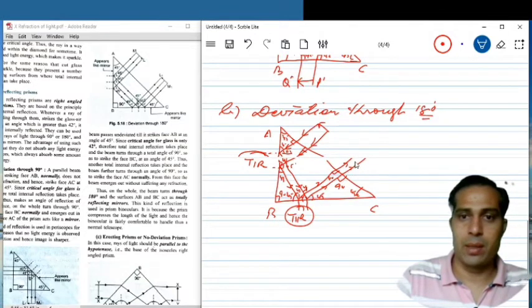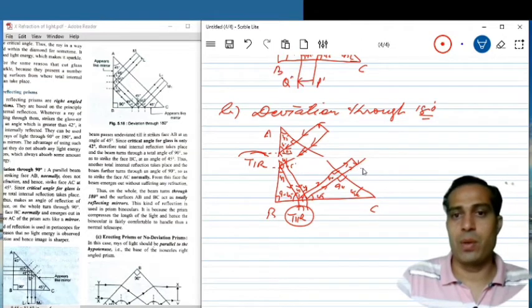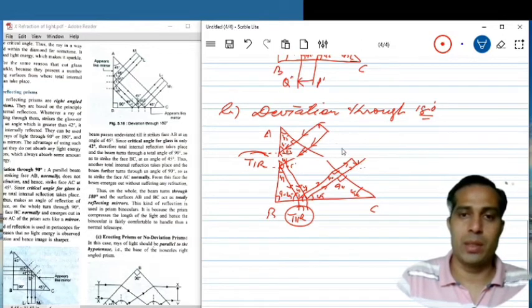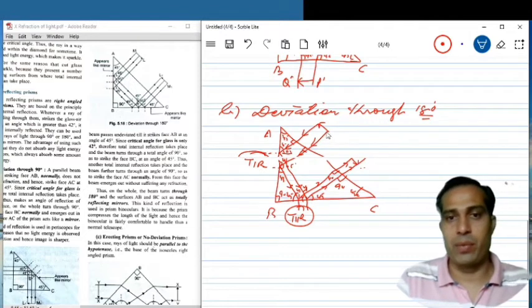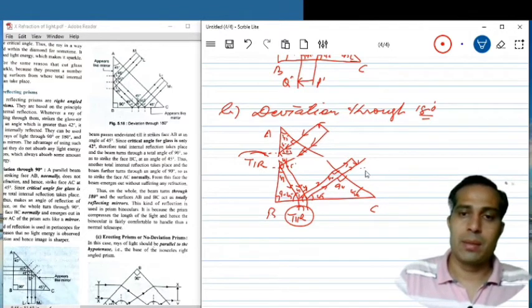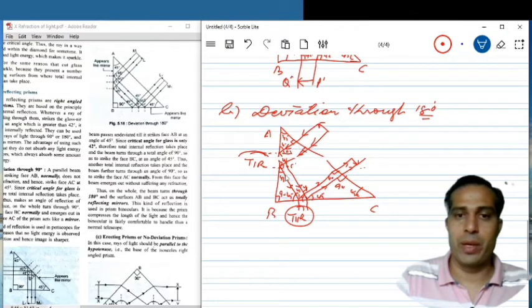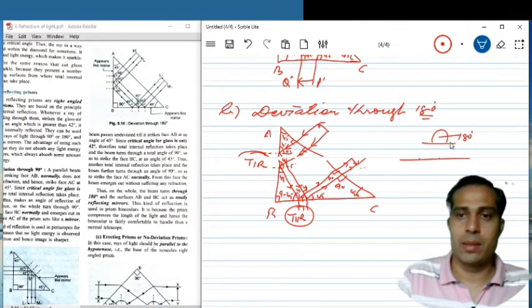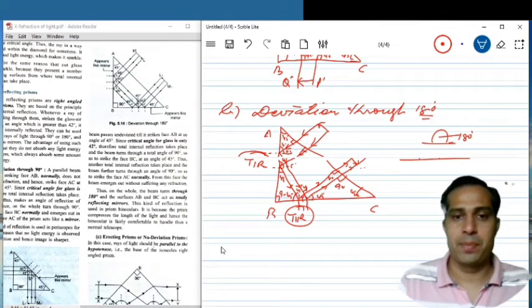Here the image of the object will form. If the object is inverted, then an upright image will form, and if the object is upright, then an inverted image will form. So this is how the ray of light has deviated by 180. Entering from here, it comes back on the same line. So its total angle is 180 degrees. This is how the deviation of light takes place at 180 degrees.